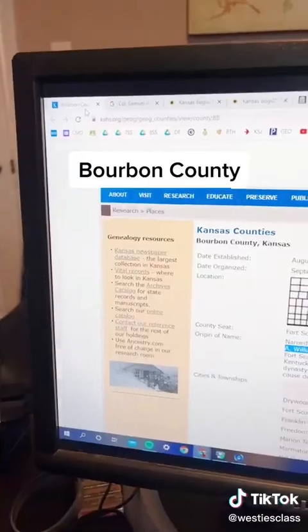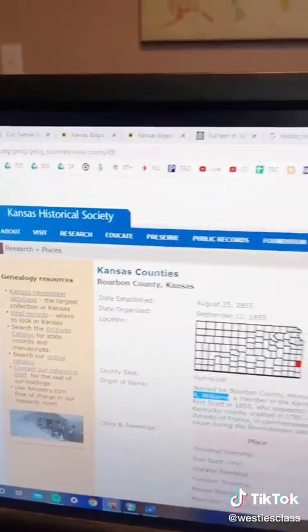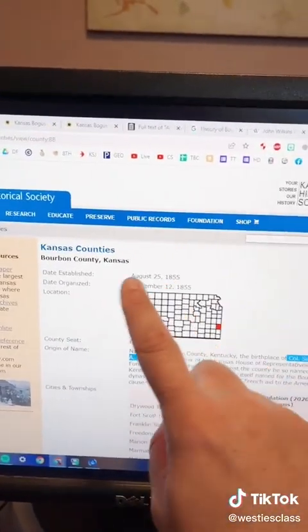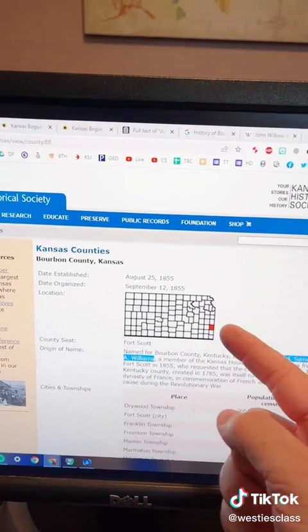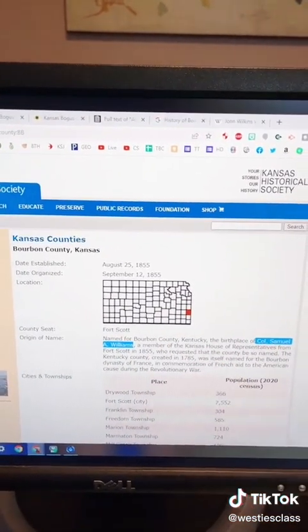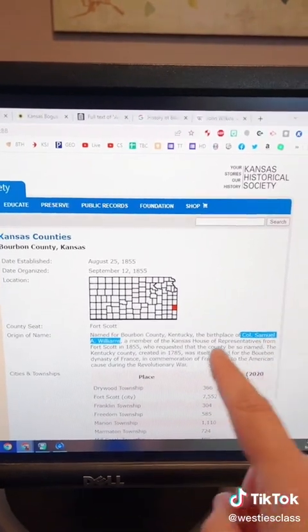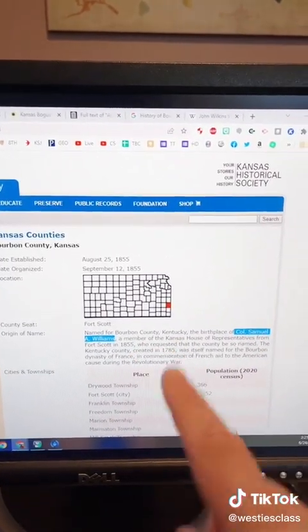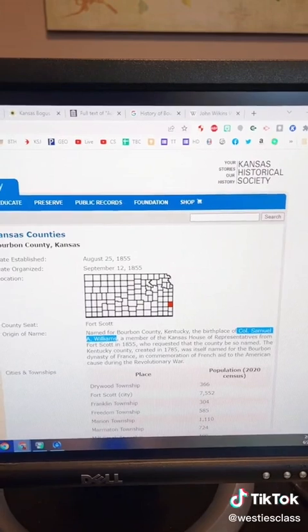To the internet. First stop, Kansas State Historical Society, which links out everything. It tells you when the county was established, organized, and even gives you its location in the state, here in the southeast corner. It tells you it was named after Bourbon County, Kentucky, which we knew, which was the birthplace of Colonel Samuel A. Williams, who was a member of the House of Representatives from Fort Scott in the bogus legislature.